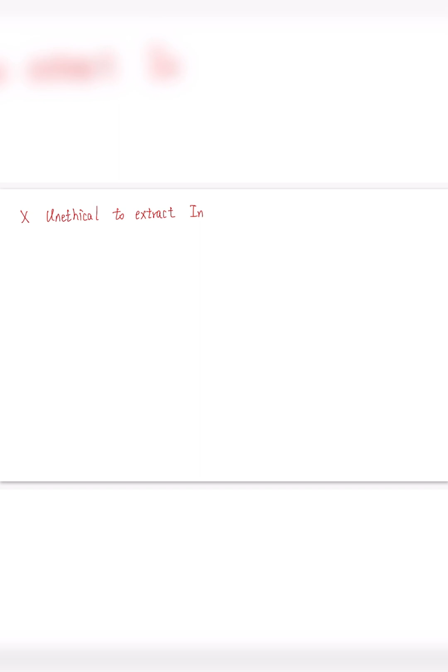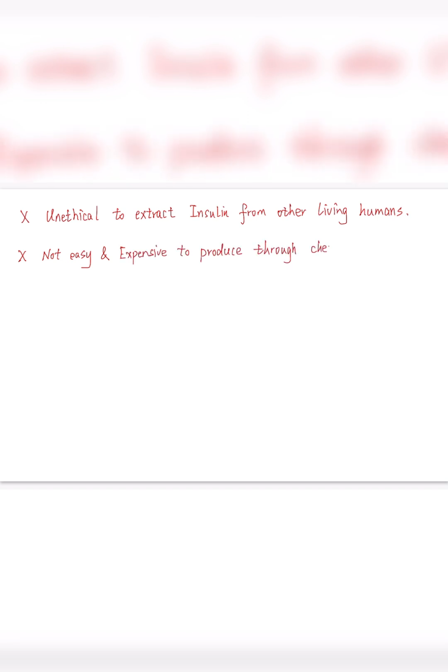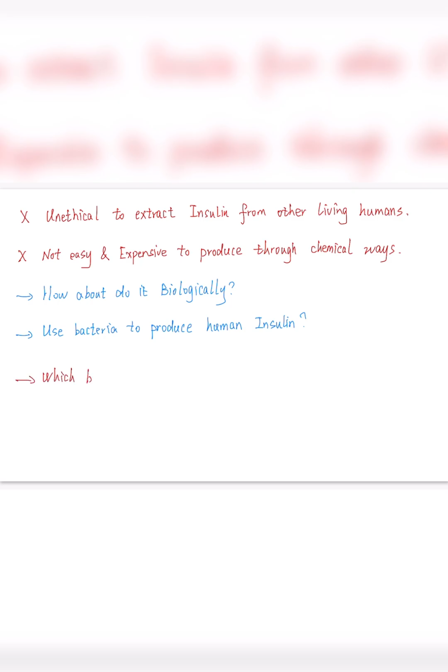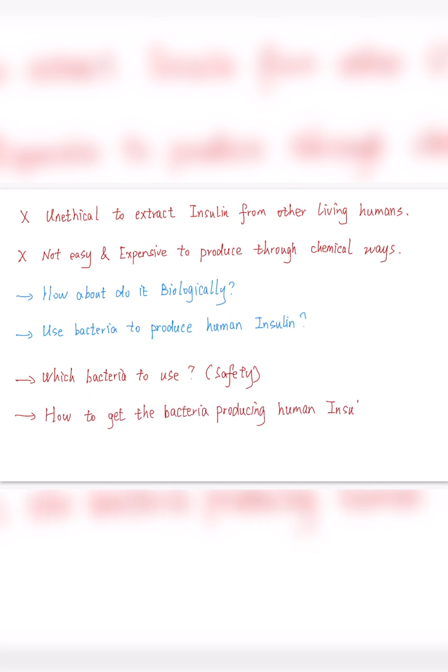As we already know, it's unethical to extract insulin from other living human beings, and it's quite not easy and rather expensive to produce enough insulin for medical use through chemical ways. So how about doing this in biological ways? For example, can we use bacteria to produce human insulin? Then we'll be faced with two problems. First, which bacteria are we going to use to produce safe and usable insulin? And second, how are we going to get the bacteria producing human insulin?